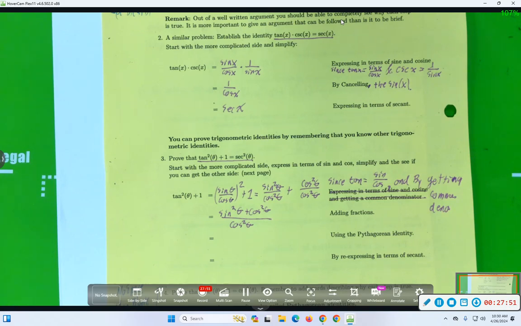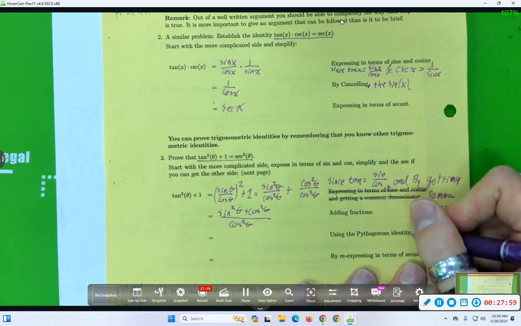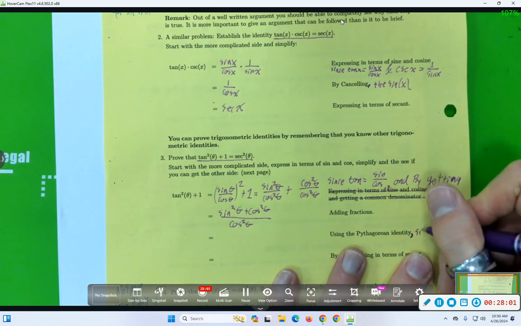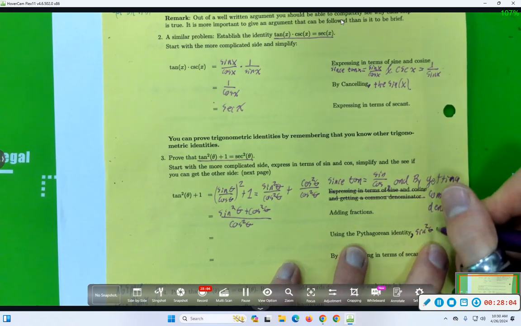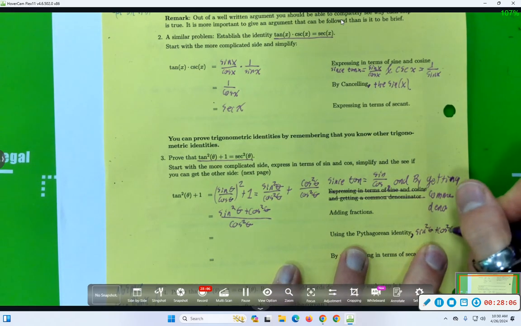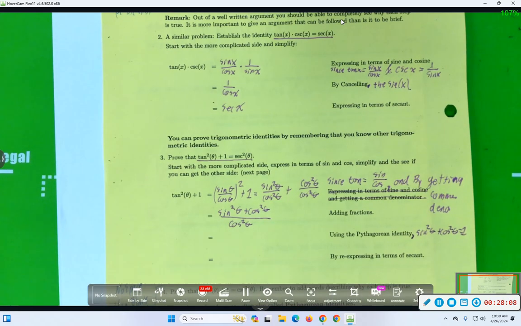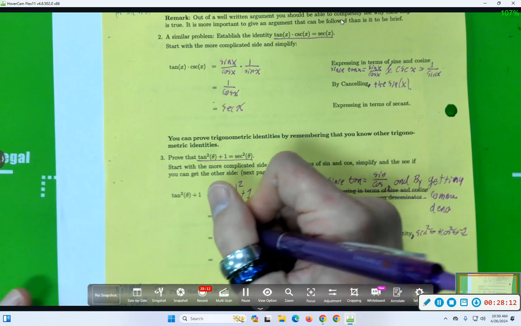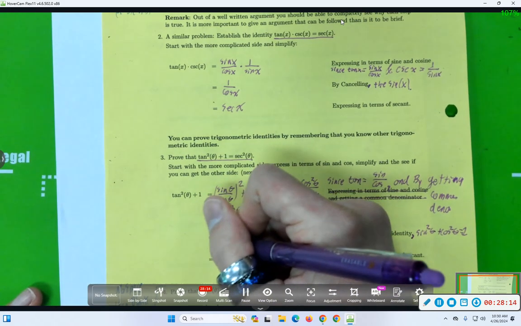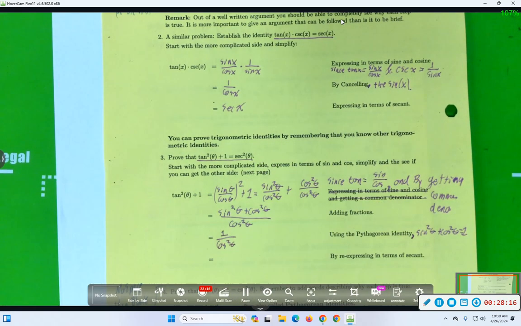Anything you see? The top equals 1 because of the Pythagorean identity. So by the Pythagorean identity, maybe I'll even put a comma here, sine squared theta plus cosine squared theta equals 1. That means I can replace the numerator of this fraction with 1 because it's equal to 1. All right, giving me 1 over cosine squared theta.